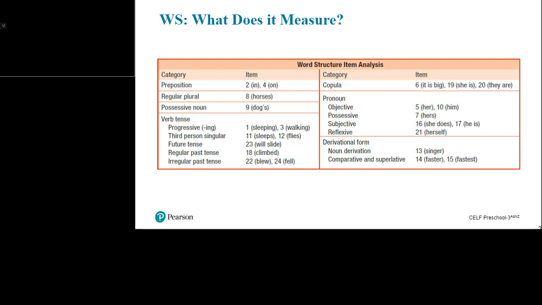This subtest measures language structure and the expressive part of that, and the item analysis indicates the subtest provides information on different grammatical structures, including prepositions, possessive nouns, verb tenses, pronouns, etc. So again, pretty nice and useful to have the item analysis as we go. And you'll notice it's color-coded to match the items on the record form, so we're not losing track of where we're at.